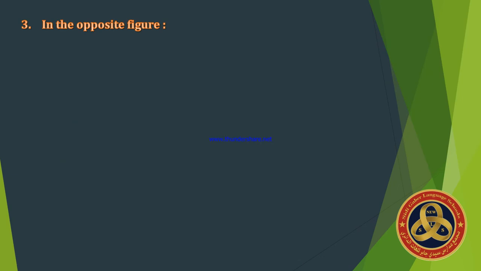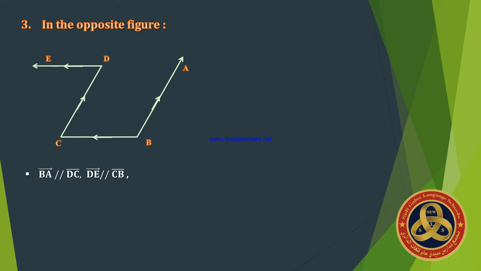To the last example, my friend. In the opposite figure, I have here ray BA parallel to line segment DC and ray DE parallel to line segment CB. The measure of angle CDE equals 65. Find the measure of angle ABC using the parallelism of the two straight lines.